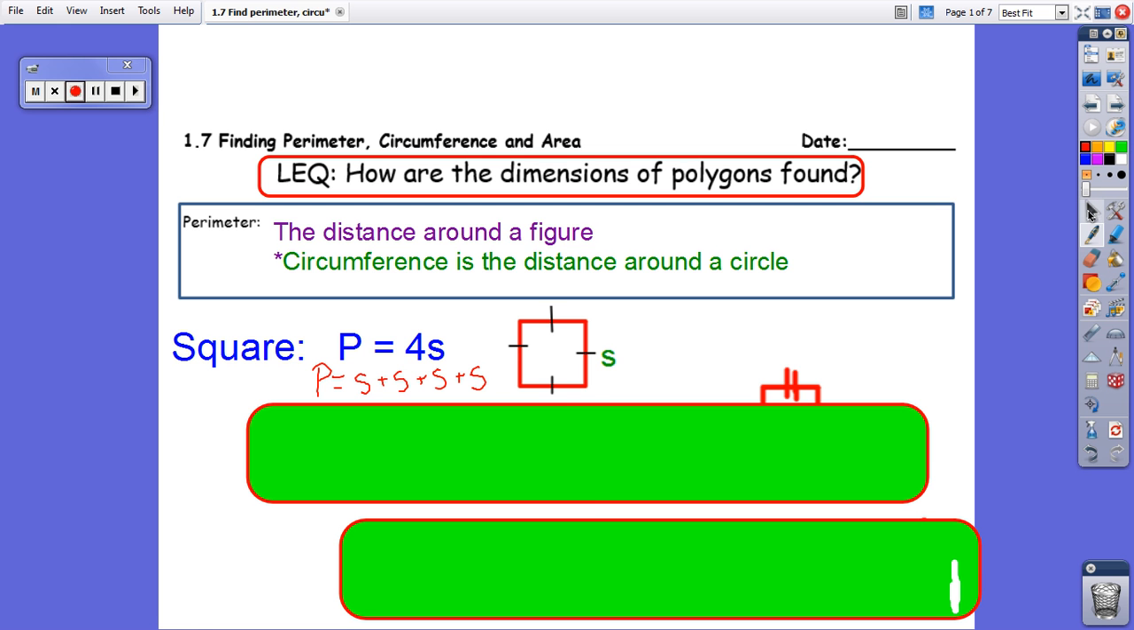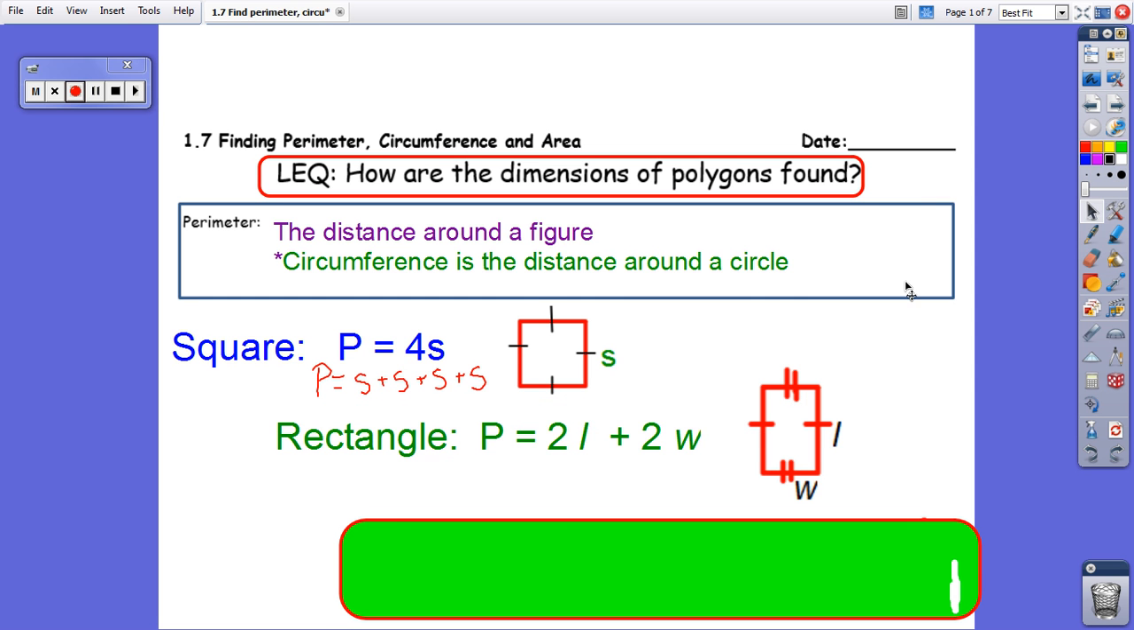Right? The next one is a rectangle. So the formula for a rectangle is perimeter equals 2 times the length plus 2 times the width. So you can see here I've drawn a rectangle, and I called two of the sides, so this is length and length, and these sides across from each other would be width and width. So go ahead and write this down on your paper. Perimeter equals 2L plus 2W.